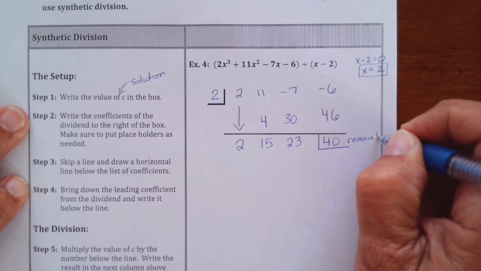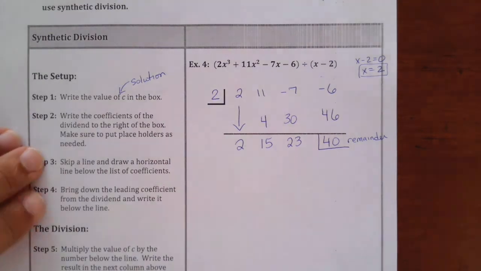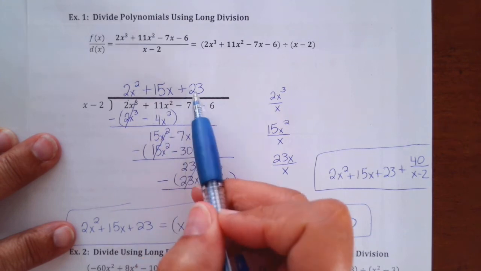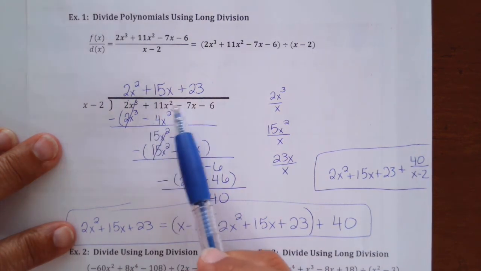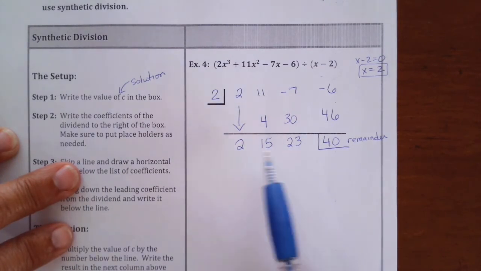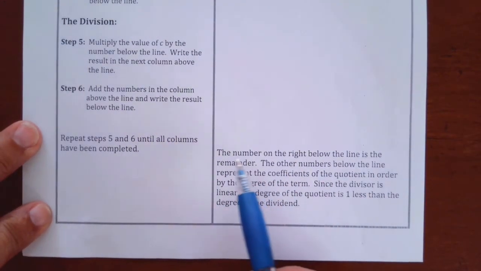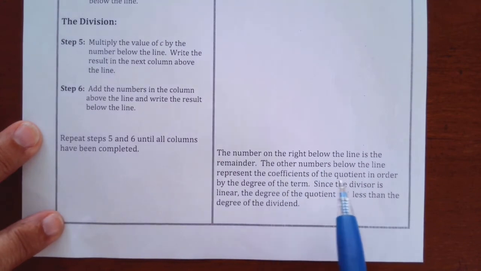So I want you to look at what we did on example 1. Same problem we were dividing, and notice these are the coefficients, 2, 15, 23. Those are the answer, right? And look at what your remainder was, 40. Okay, so remember these, 2, 15, 23. Notice these numbers right here. Okay, so how do we write this answer? So at the very bottom it says, okay, the number on the right below the line is the remainder. The other numbers below the line represent the coefficients of the quotient in order by degree of the term.